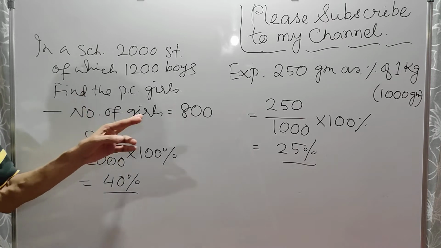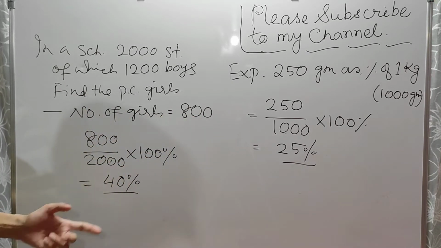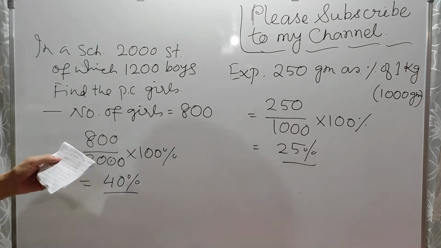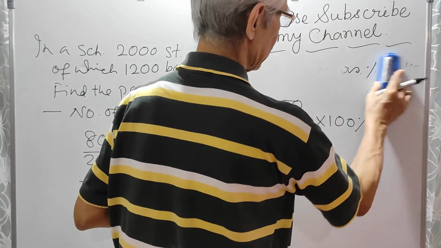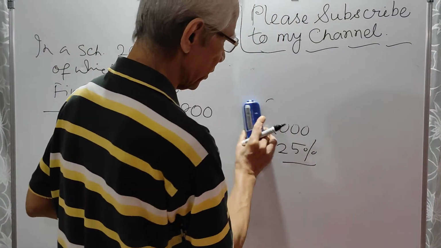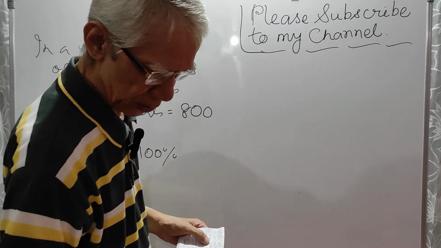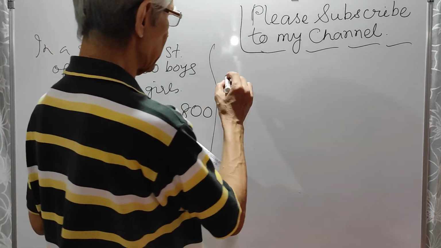So this type of sum, how do you do it? First of all, you find the number and then express it as a percentage. Okay, that was a statement sum. Now let us say another statement sum. So you see, involving percentage, there are different kinds of sums, different kinds of numerical problems. Now this is another question.